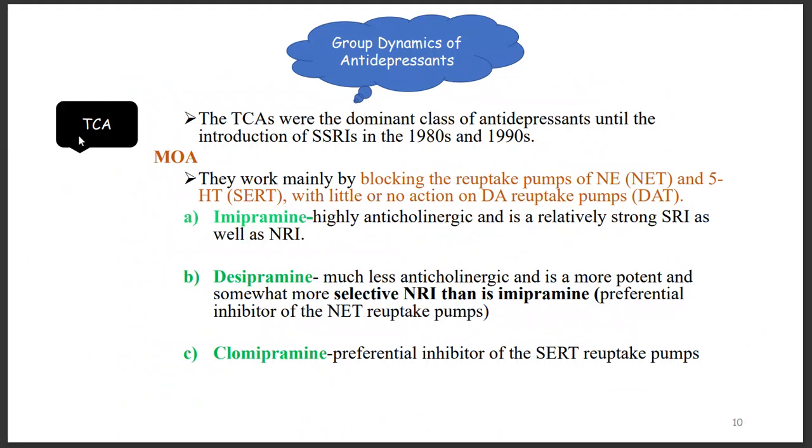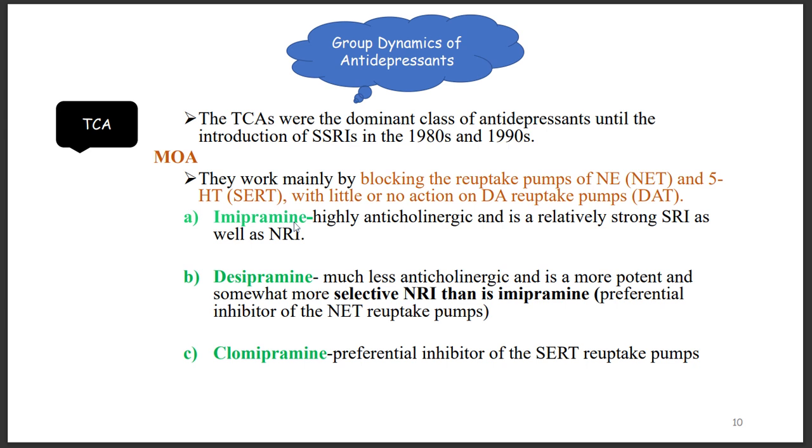Starting with the tricyclic antidepressants, their mechanism of action: they were actually the best and first line to be used, until selective serotonin reuptake inhibitors were discovered because they have fewer side effects. But the mechanism of action of these is basically blocking the reuptake of norepinephrine and serotonin. They have only a slight effect on dopamine reuptake, but normally they prevent the reuptake of serotonin and norepinephrine. Some of them inhibit only the reuptake of serotonin, others only norepinephrine, others both.